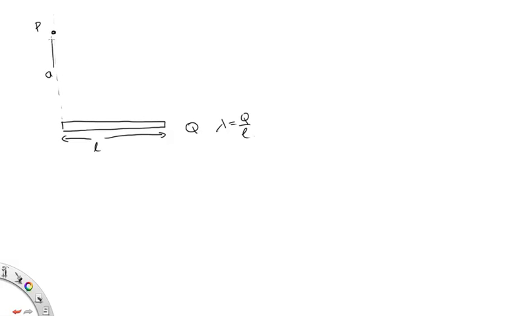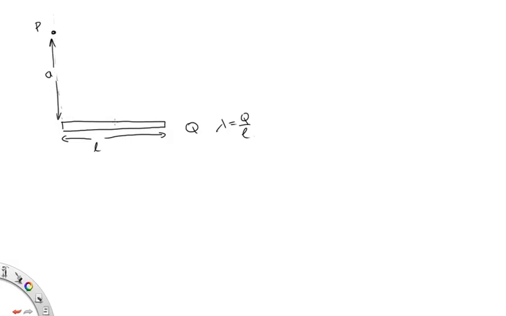Okay, next example. A rod of length L, so here's our rod, it's got length L, is located along the x-axis and has total charge Q. So we've got lambda is equal to Q on L. And it's got a linear charge density lambda. Find the electric potential at point P located on the y-axis, a distance a from the origin. Okay, so here's point P, it's a distance a from the origin up the y-axis.